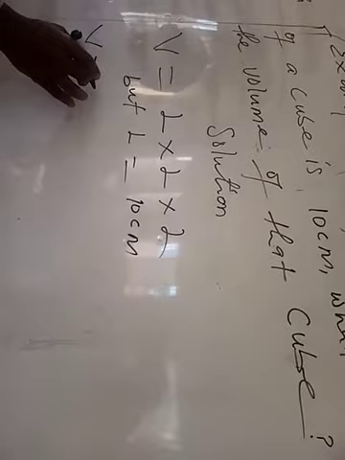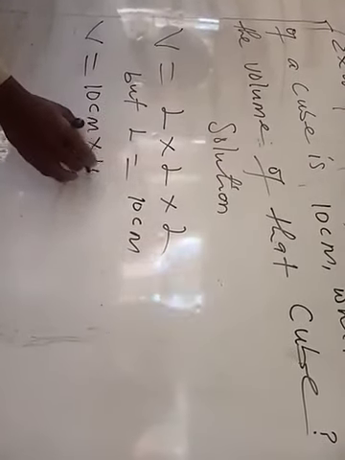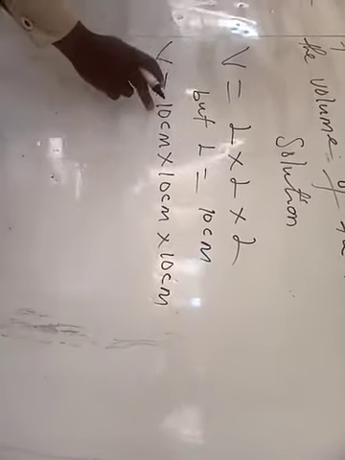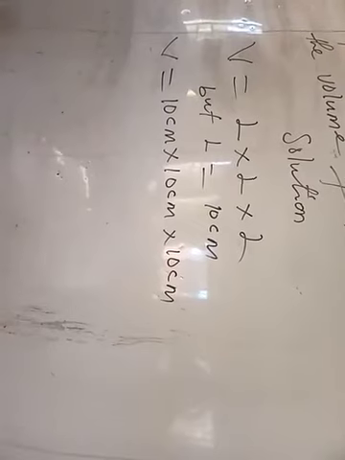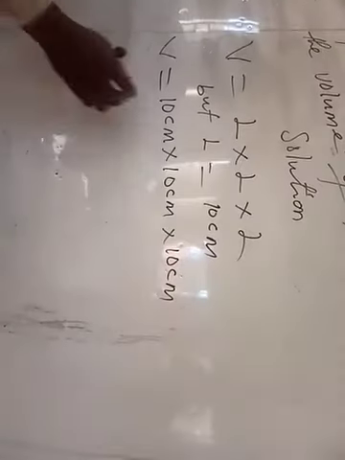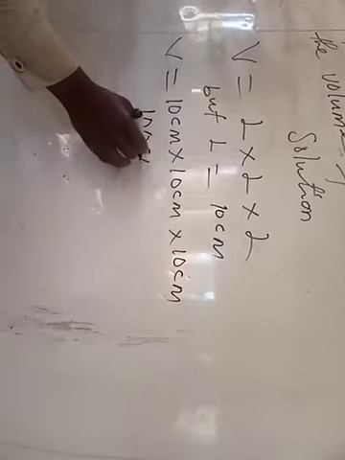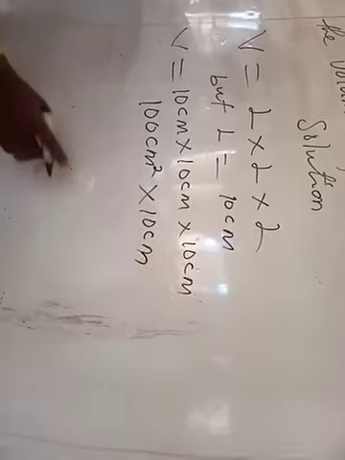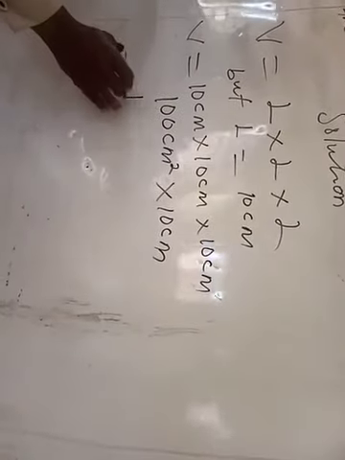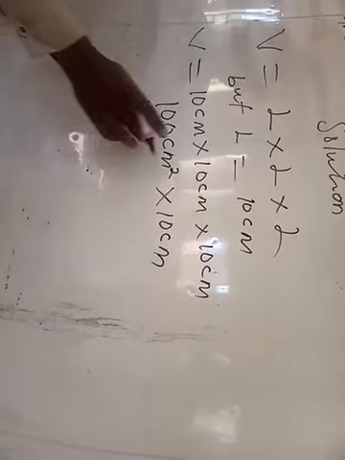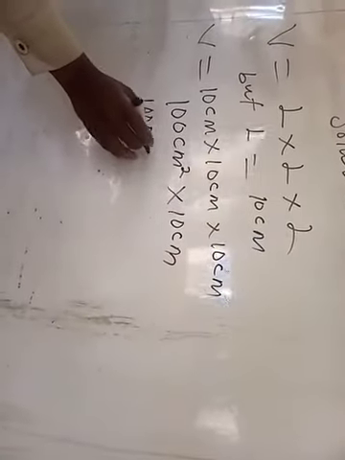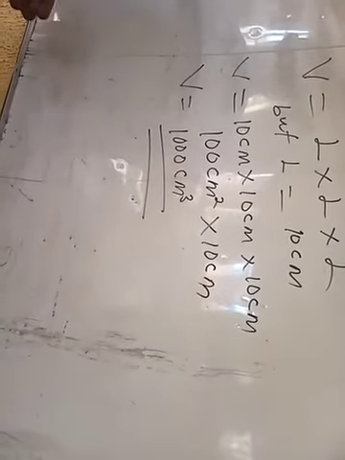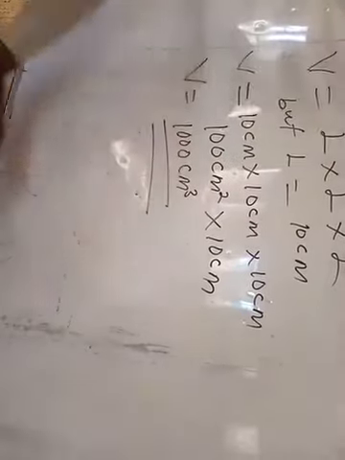V is equal to 10 cm times 10 cm times 10 cm. Now, 10 times 10 is 100. Then cm times cm is cm squared, so that is 100 cm squared. Then times this 10 that is left there. Now, 100 times 10 is 1000. Then cm squared times cm gives you cm raised to power 3. That is all about the question above. So it's very simple and straightforward.